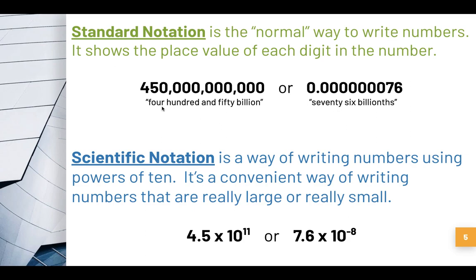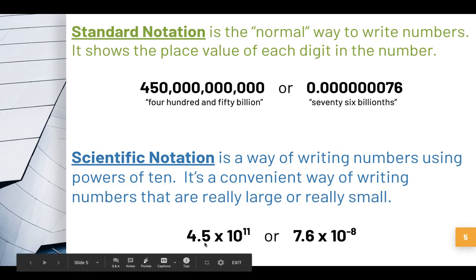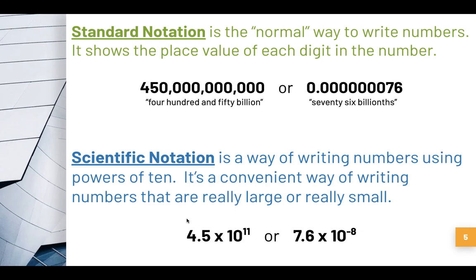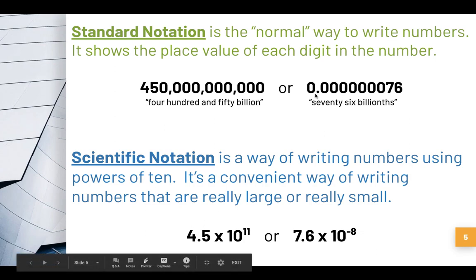So instead of writing 450 billion, we could just write 4.5 times 10 to the 11th. We don't have to write all these zeros, which can be really confusing. The other way, instead of writing it out as 76 billionths, we could write it in scientific notation, 7.6 times 10 to the negative 8th.